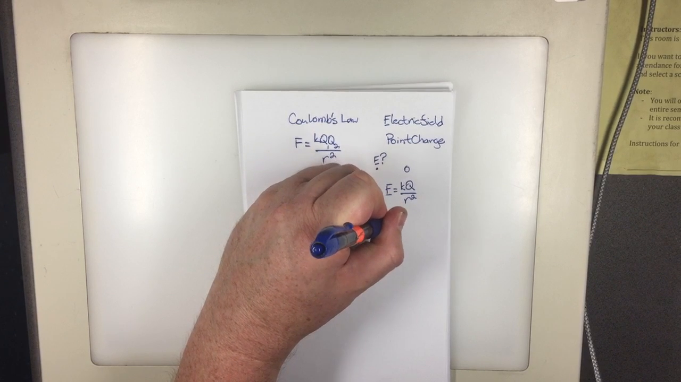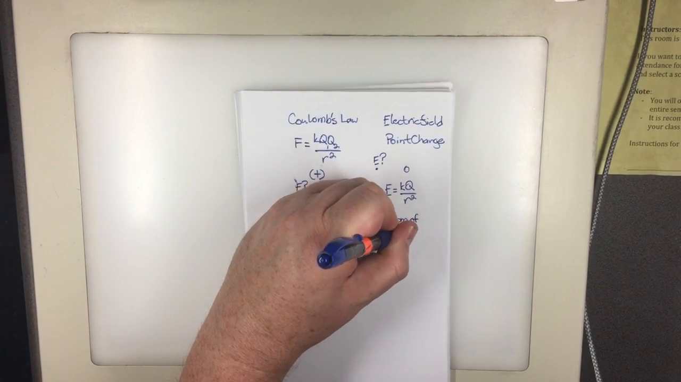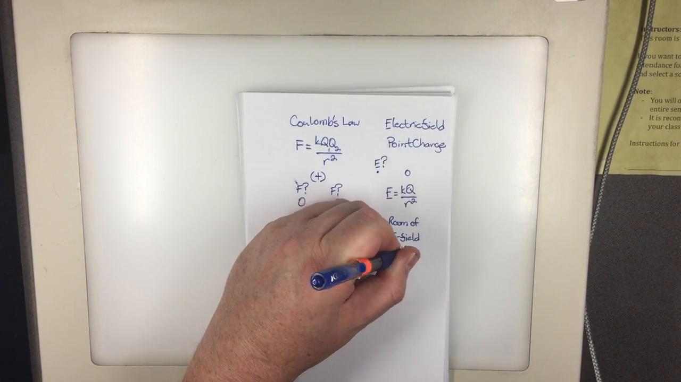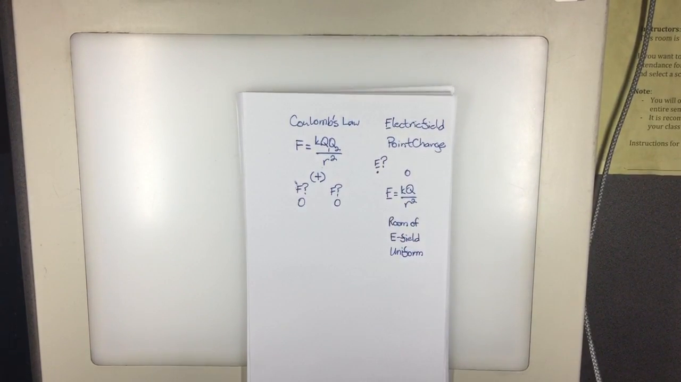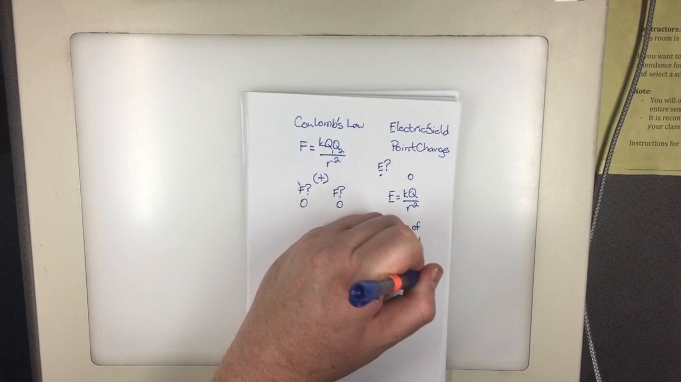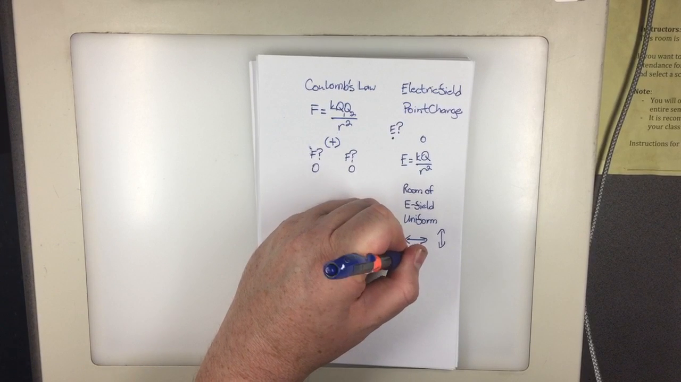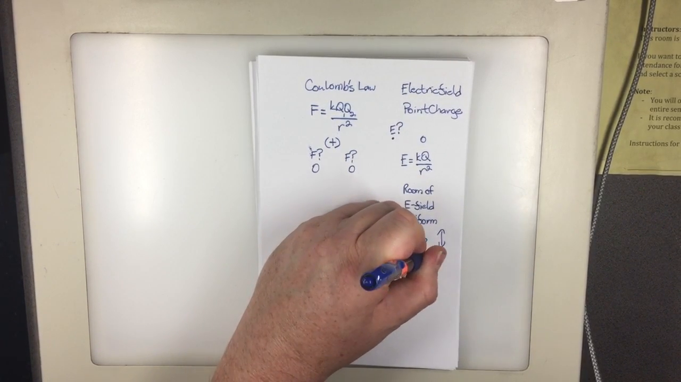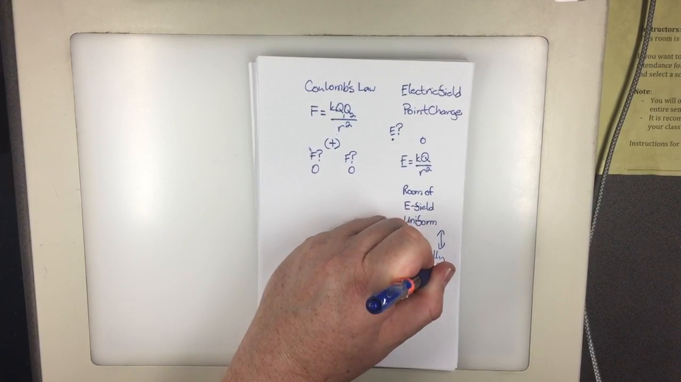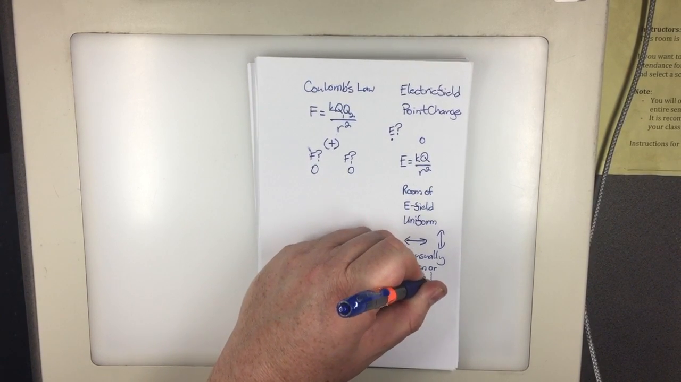Now for a point charge, it's like this. But you can have a room of E field that is uniform, and it's basically whatever we say it is. Typically we just go left to right, right to left, up, down, stuff like this. And it's usually given or solved through some means.